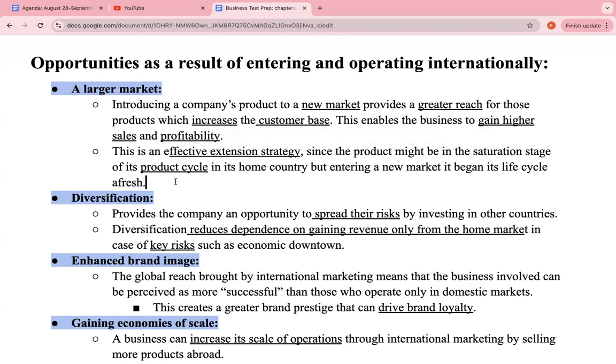This is an effective extension strategy since a product might be in the saturation stage of its product cycle. This we learned in section 4.5, sorry, 4.5. Basically, the saturation stage is when the product has gained the most popularity possible. It can't gain more popularity, so at this stage it's not going to be more popular or have its sales increase. So the company can go to a new market and start the product cycle all over again. By entering a new market, it begins its life cycle fresh.